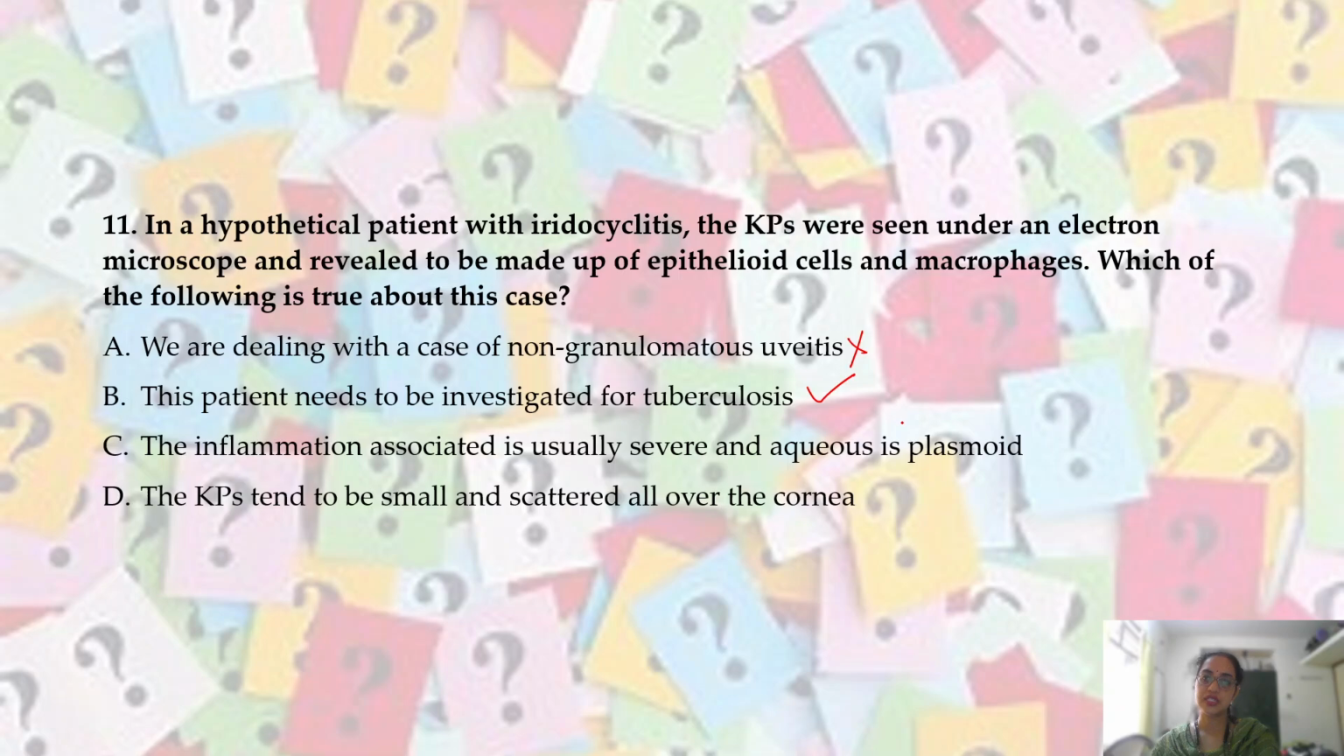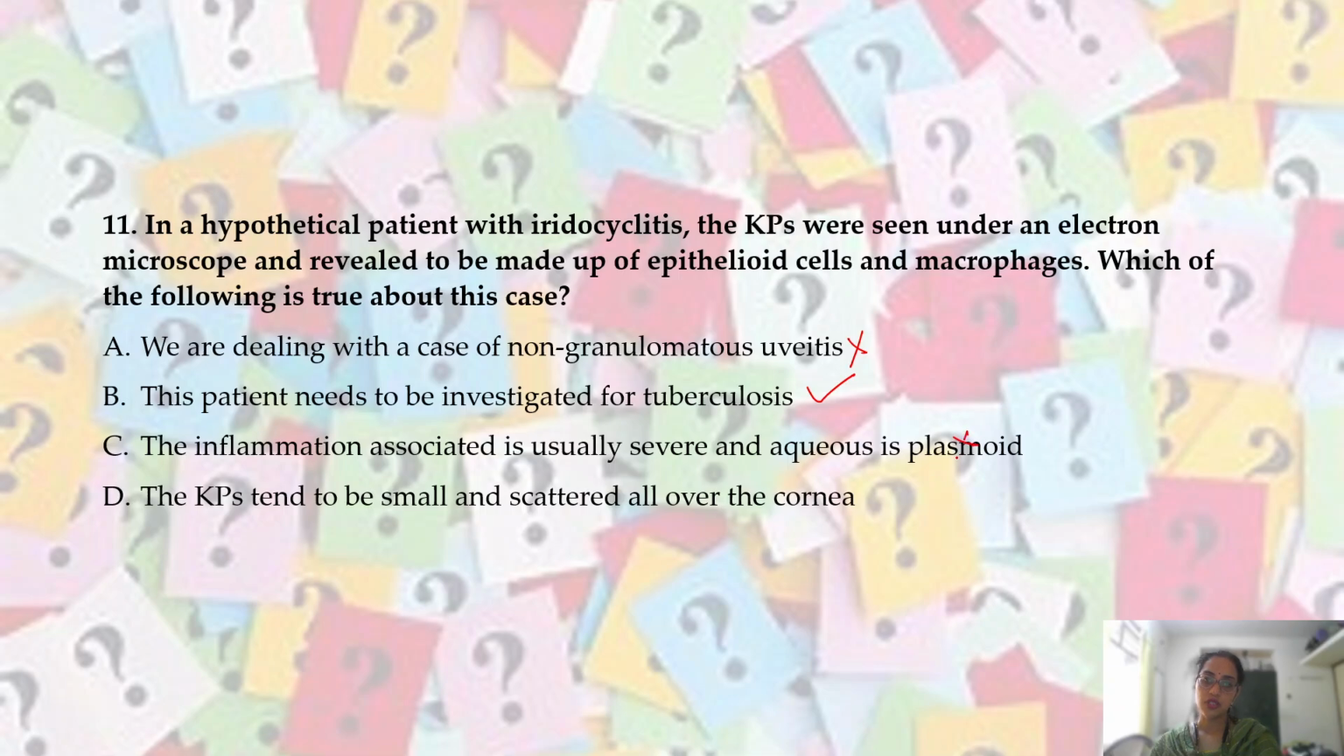Because tuberculosis is the most common cause of granulomatous anterior uveitis in India. The inflammation associated is usually severe and aqueous plasmoid. Let's go back to our class and remember that granulomatous inflammation is usually a slow and chronic inflammation.